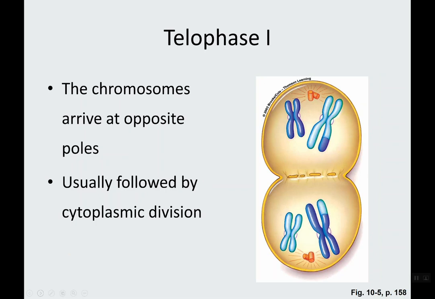Telophase 1 looks a lot like regular telophase, so the chromosomes are moving towards the poles, and the nuclear envelope is going to reform. And this is usually followed by cytoplasmic division, which you can see here.